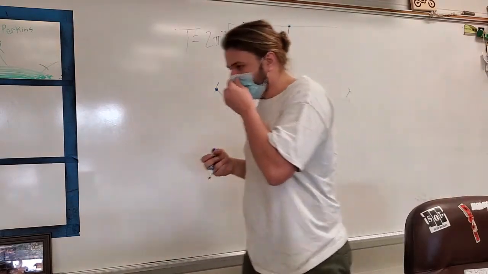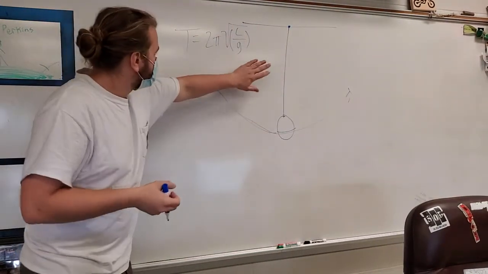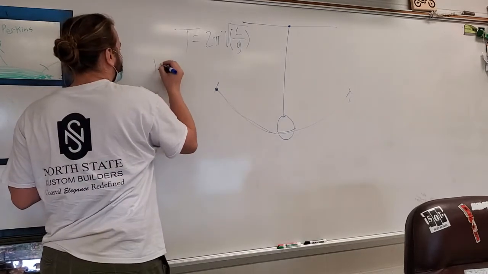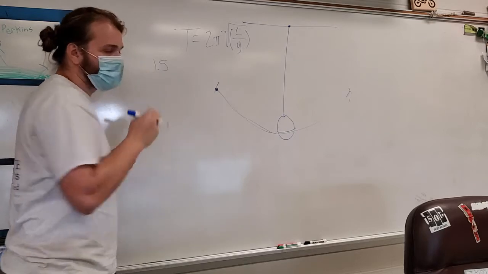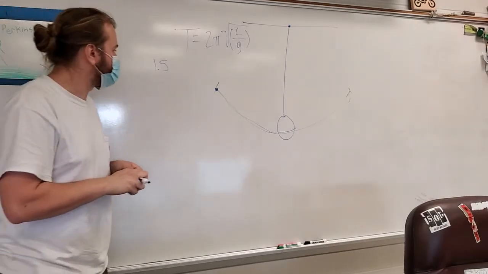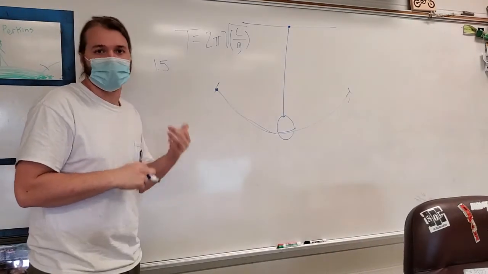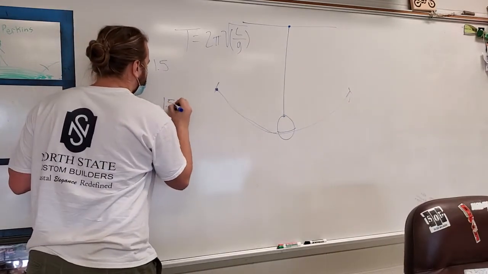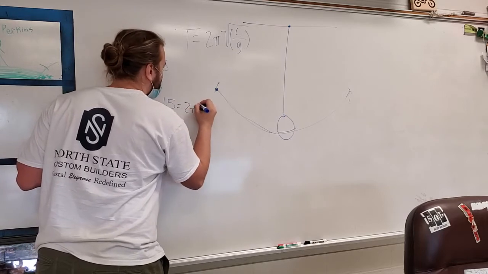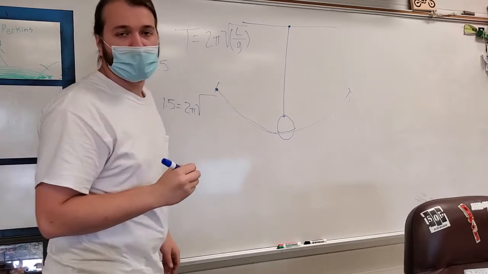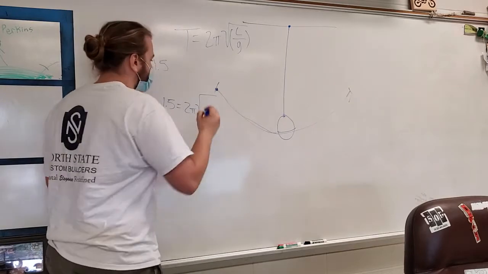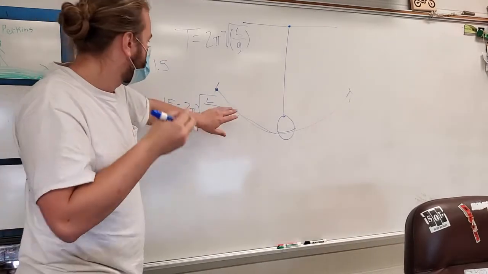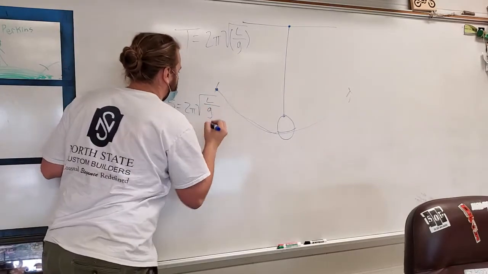So let's do an example problem. Let's calculate the length of a pendulum that has a period. Let's say our period is equal to 1.5. So it takes 1.5 seconds to make one swing. That's what that means. So let's calculate the length. We'll say, okay, 1.5 is equal to 2 times pi multiplied by the square root of the length of our pendulum divided by gravity.